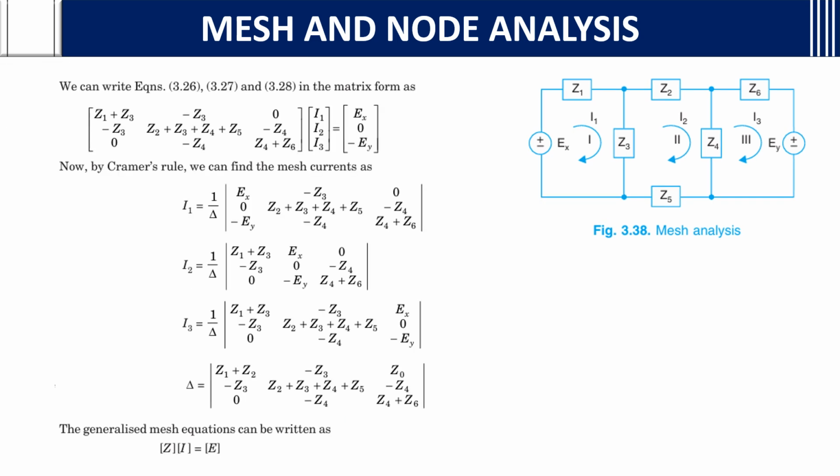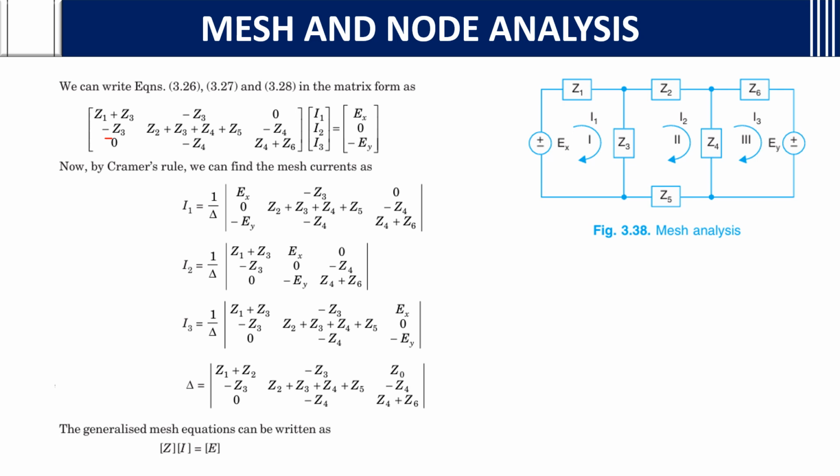See here. I've said, this I1 component Z1 minus Z3 is 0. In the I1 component minus Z3, I2 component is Z2 plus Z3 plus Z4, and I3 is minus Z4. 0 I1 minus Z4 I2, Z4 plus Z5. If you compare these equations with the equations before, you'll understand how this has come. We write the matrix form of that. We need to multiply it with I into Z, that is equals to E.